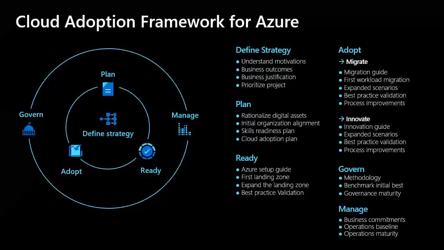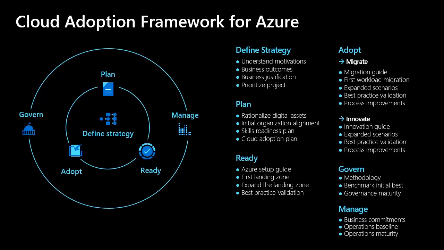Now, the Cloud Adoption Framework for Azure, think of it as an exploded view of the previous view. We now know that plan, ready, and adopt to define the strategy is an iterative process, and overarching that is the govern and manage process, which in itself is an iterative process. But what are the things that you do for each phase? You can see that on the right side of the slide.